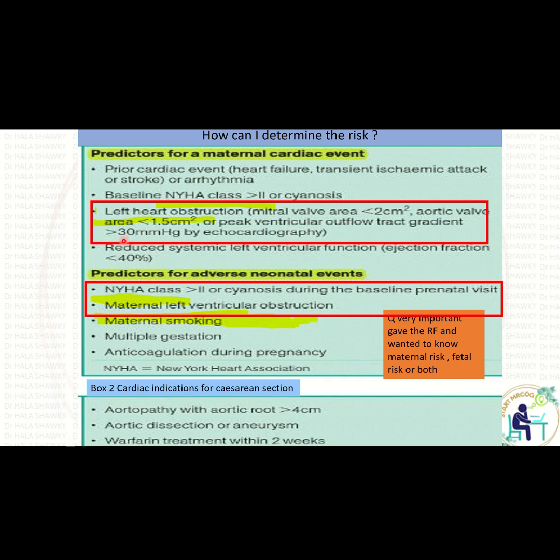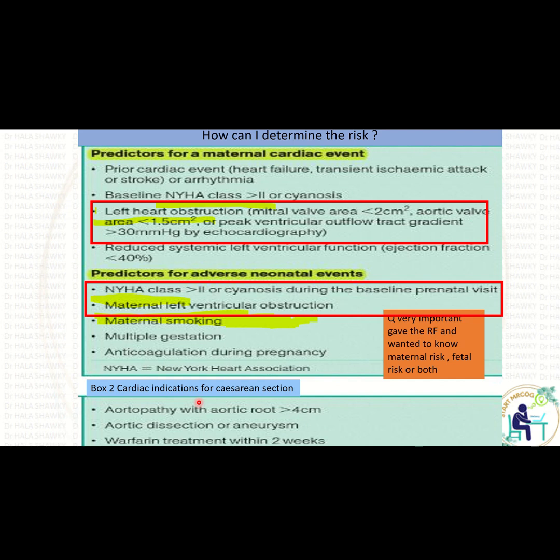If she has ejection fraction below 40. The predictors of adverse neonatal events are NYHA class more than 2 or cyanosis during the baseline prenatal visit, and maternal left ventricular obstruction. So you notice here in the red outline that the patient and the baby have similar bad predictors. Left outflow obstruction and NYHA class more than 2 are risky to both mother and baby. Also if she is smoking, has multiple gestation, or is already on anticoagulant during the pregnancy. We have indications for cesarean section. You can tell her about the mode of delivery and admission to special care during the antenatal care plan.